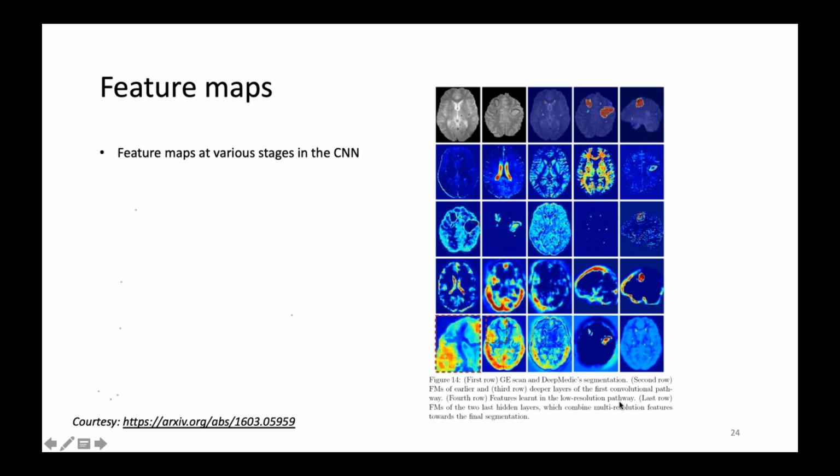Fourth row, features learned from the low resolution pathway. So we have the downsampling and we find out the features. Last row, the feature maps of the last two hidden layers, which combine multi-resolution features towards the final segmentation. So these are the feature outputs of the last two hidden layers.